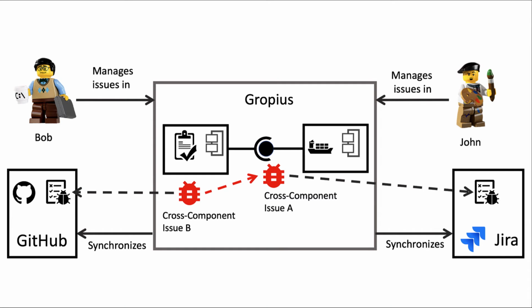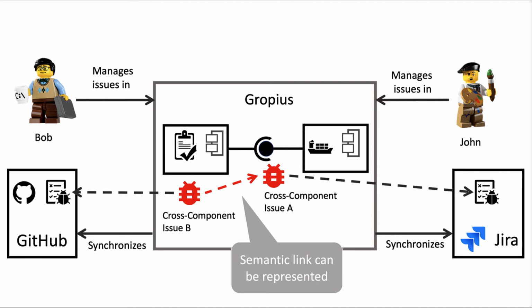To summarize, Bob and John can manage their cross-component issues with Gropius in a simple graphical notation. It allows them to visualize dependencies between multiple components and issues directly, instead of only having a textual relation. Gropius synchronizes every action they perform to the underlying issue management systems and backwards.